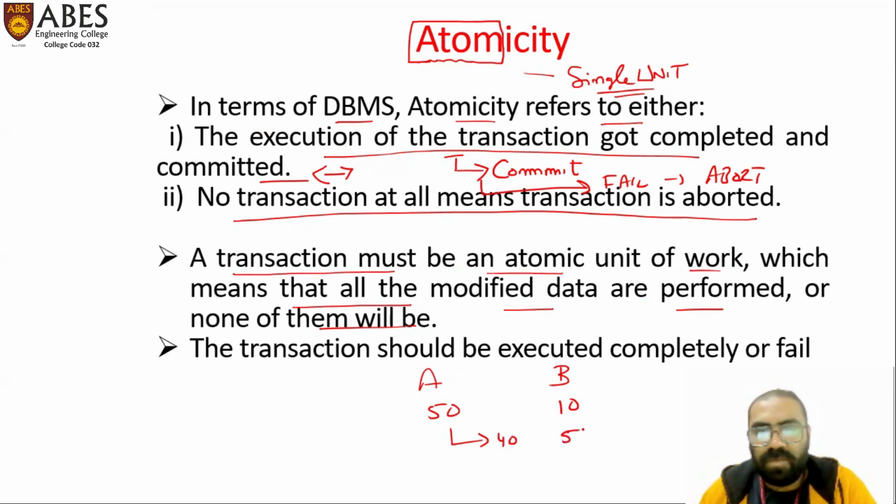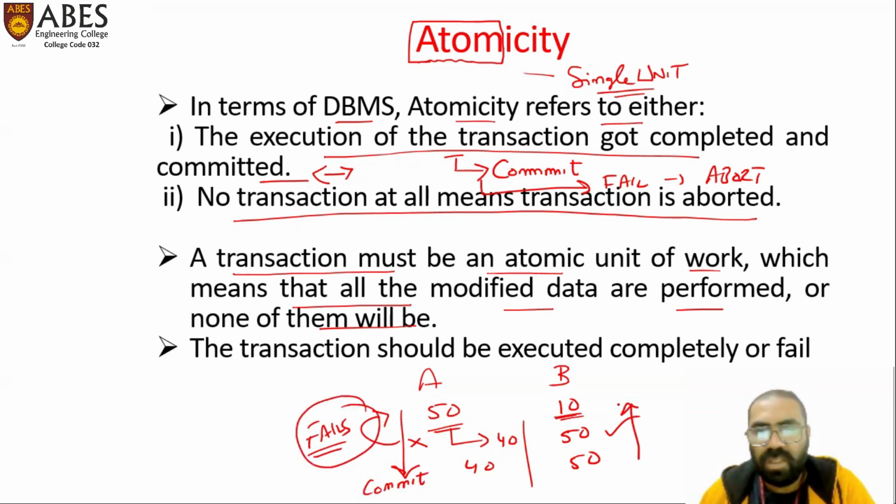So this becomes 50, this becomes 40. If this happens, and if this fails, then A will be 50 and B will be 10 only. This means either we are going into the complete part, that is commit, or we are not going forward and we are getting it to the fail, that is abort, and we're getting the same values for A and B.